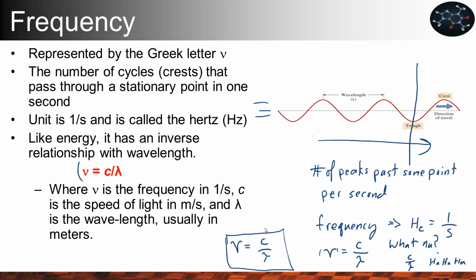Now, I am not going to ask you to do calculations with this. What I am going to ask you to do is say things like, if the wavelength of the light increases, what happens to the frequency? Well, they're inversely proportional. So as wavelength goes up, frequency goes down, and vice versa. That's the sort of thing that I want you to understand: just the relationship between the two things, wavelength and frequency.